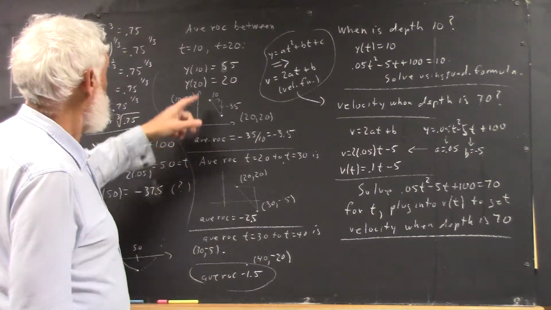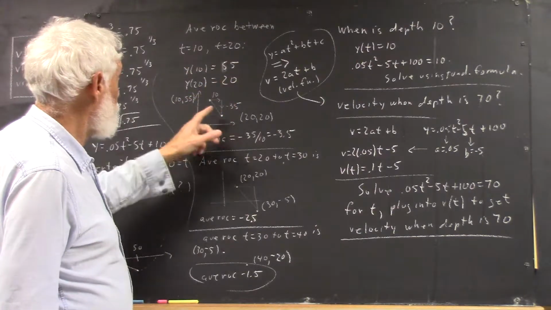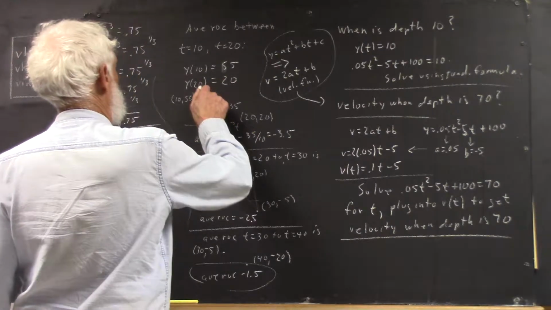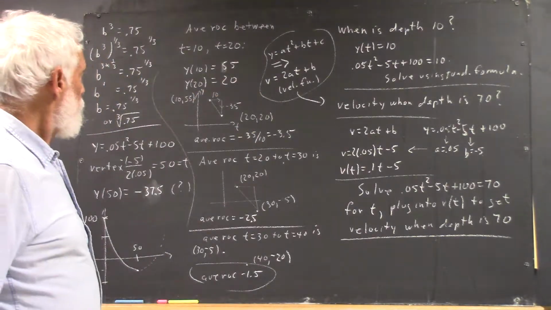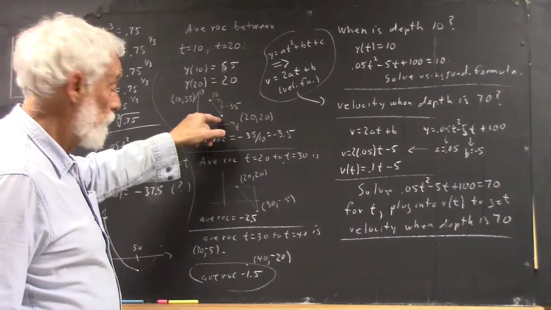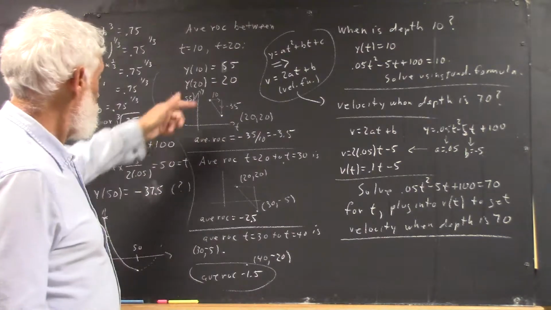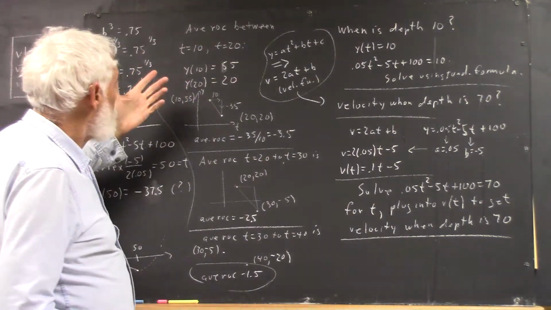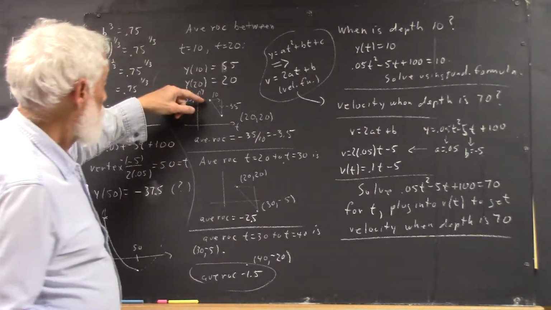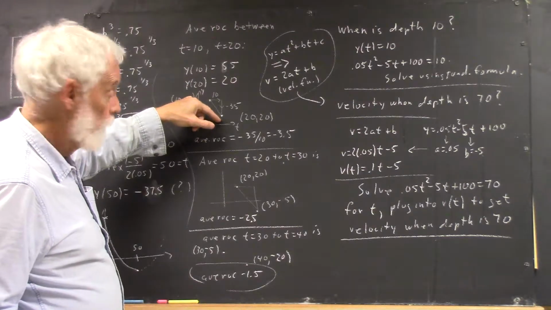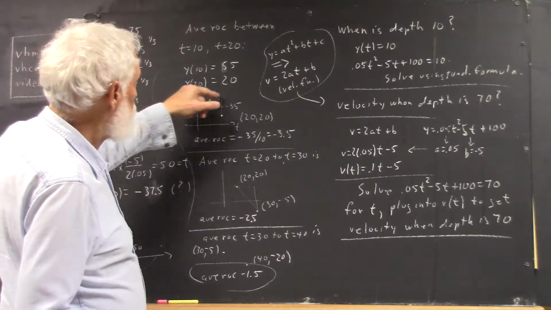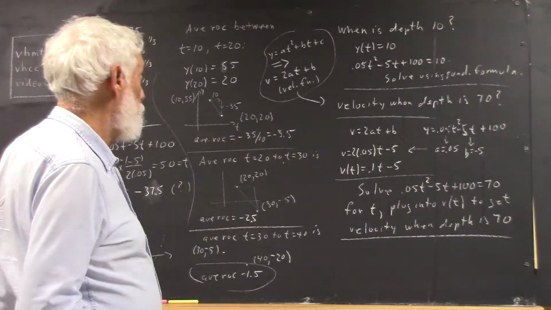The point where t is 10 and y is 55, that's the point (10, 55). Of course our t-axis is here, and our y-axis is here. And the point where t equals 20 and y equals 20, so that's the point (20, 20). The average rate of change from here to here is the slope of the fundamental triangle. The slope of the segment from here to here is the rise, −35, divided by the run, 10, which is −3.5.